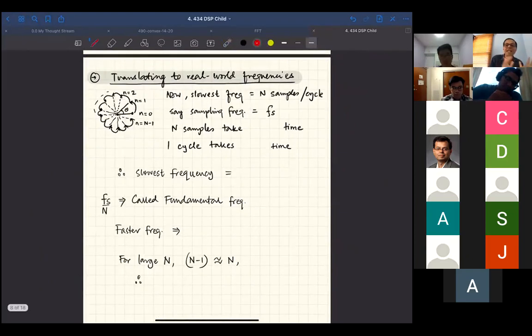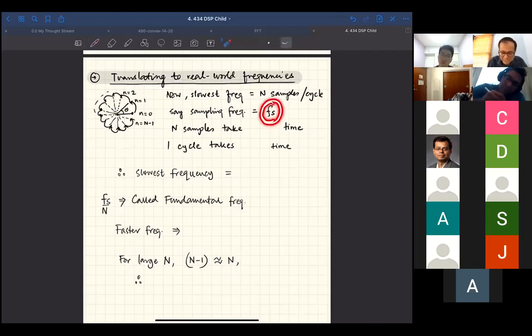Okay, so now let's translate things to the real world. Let's say when a signal is given to you, you sample the signal at a frequency fs. This is the sampling frequency, meaning your ADC, your analog to digital converter, the signal comes in every 1 by fs time, the signal is sampled. The value of the voltage is recorded every 1 by fs time, right? So in 1 second, you will get fs samples. That is called the sampling frequency.